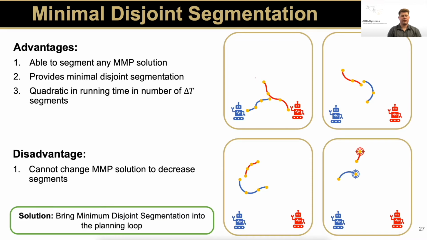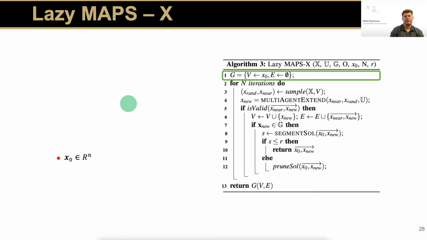So our solution is to bring minimum disjoint segmentation into the planning loop. The most intuitive way to do this is proposed in an algorithm we call lazy MAPS-X, where MAPS stands for multi-agent plan segmenting, and X is a placeholder variable that can be replaced with any centralized sampling-based tree planner. We will begin in the composed state space with an initial state, X0, and a goal region.